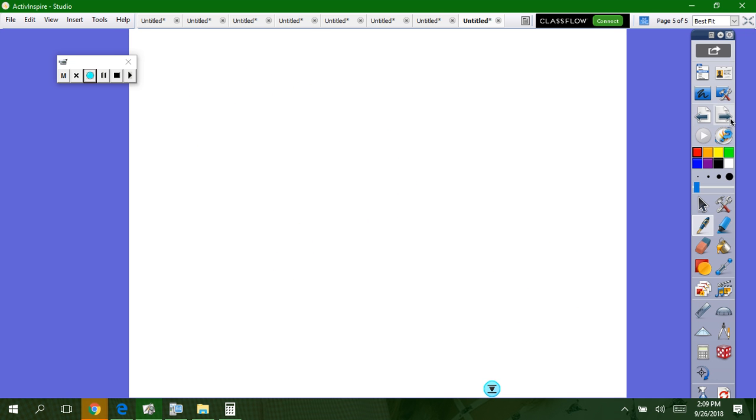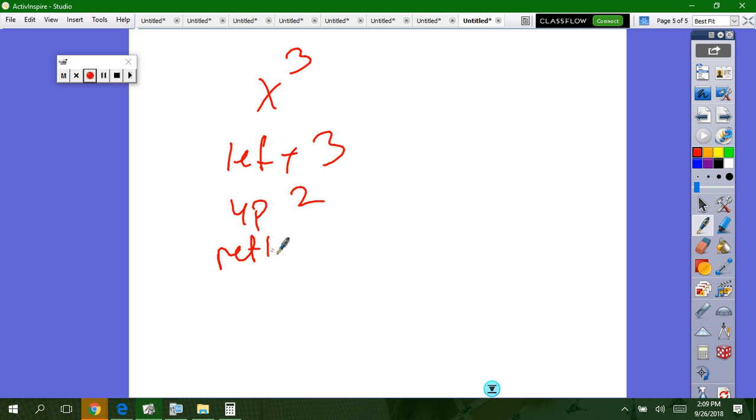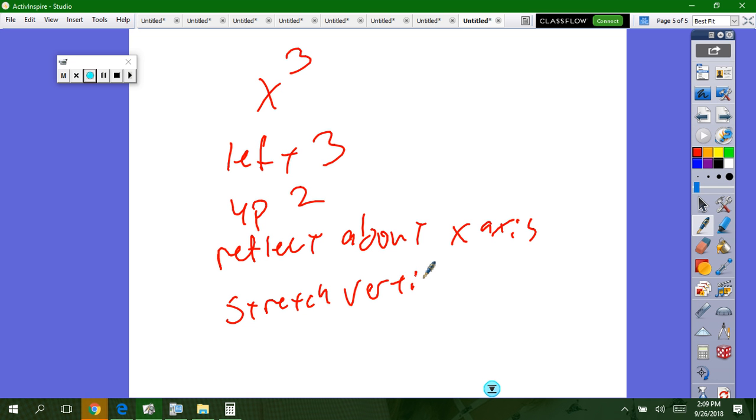Okay? So, really quickly, what if I told you guys had an x cubed graph? You have an x cubed function, okay? And I tell you you're going left 3, up 2, reflect about the x-axis, and a stretch vertically of 4. What would be our equation? Ready? Here we go. So first off, I say y equals, oh, I don't know what.